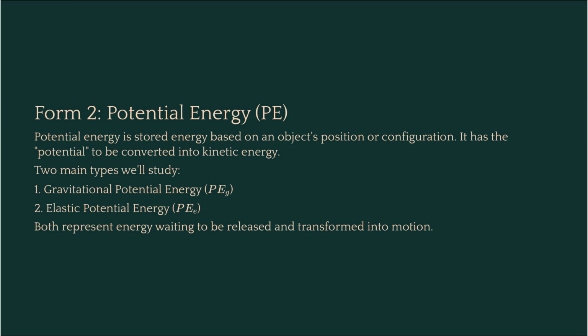The second main form of energy is the opposite of KE. Potential energy, or PE, is stored energy. It's energy that's just waiting to be released. It's stored in the position or shape of an object. A boulder at the top of a cliff has potential energy. A stretched rubber band has potential energy. A compressed spring has potential energy. In all these cases, the energy is stored, ready to be converted into kinetic energy.